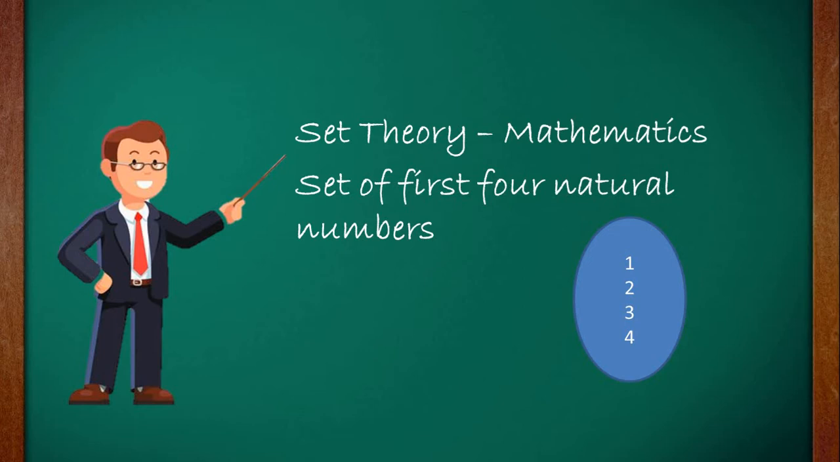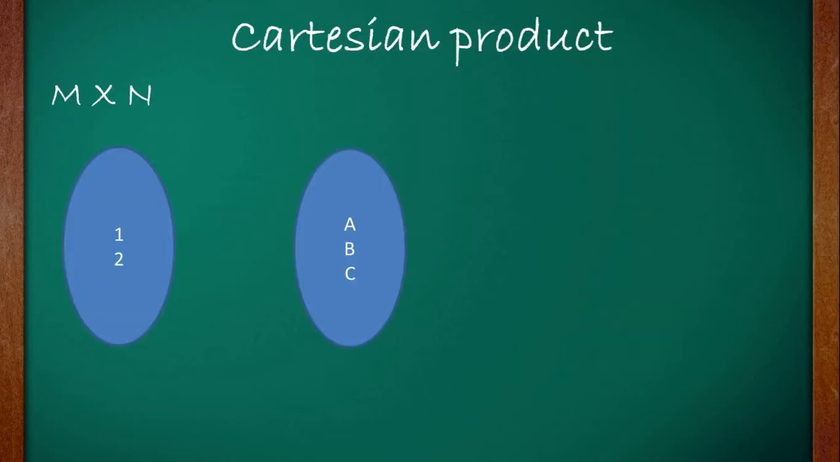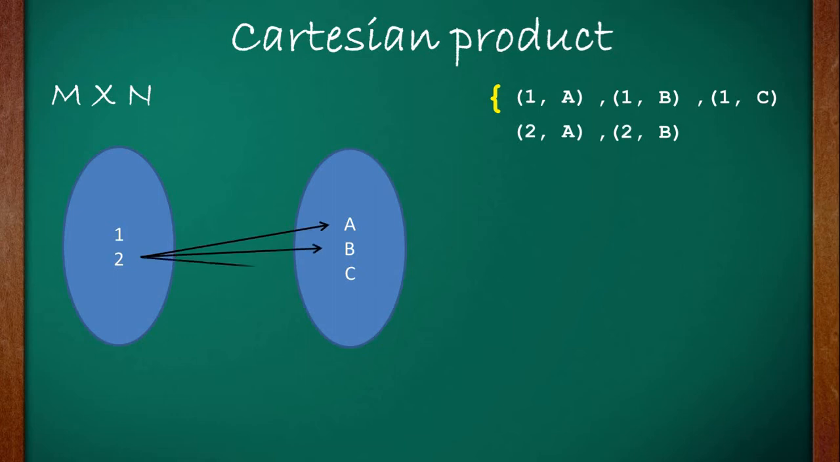Now we take the Cartesian product of two sets M and N. In set M, I have elements 1, 2, and in set N, the elements are A, B, C. The Cartesian product between any two sets is the set of all possible ordered pairs with the first element from the first set and the second element from the second set. So the Cartesian product of these two sets will be 1a, 1b, 1c, 2a, 2b, 2c.